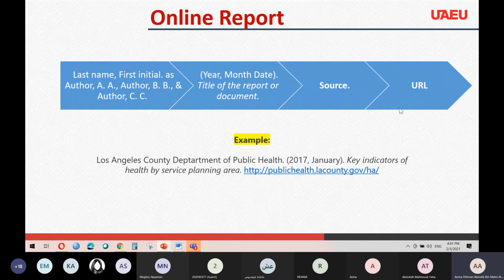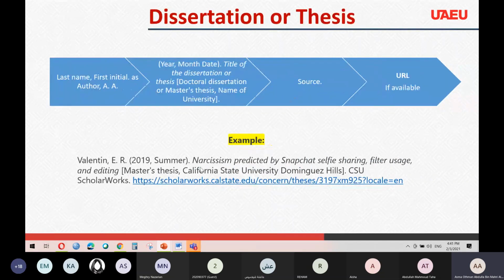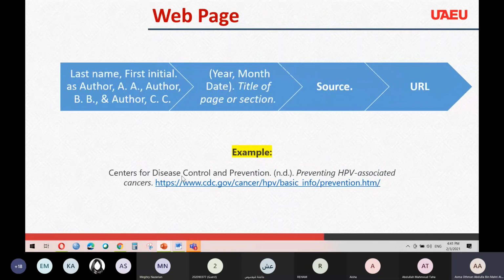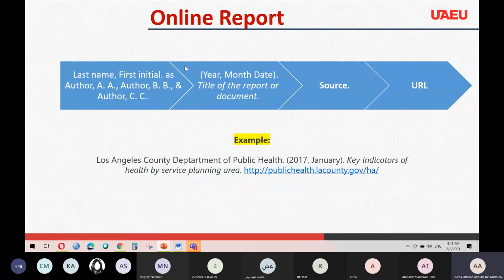And for every format, you can see the example here down. Web page, it's very important also to cite the web page: last name, first name of the author, year, month, date, title of page or section, source, and the link. Online report, again the same as the web page, similar. And here is an example.